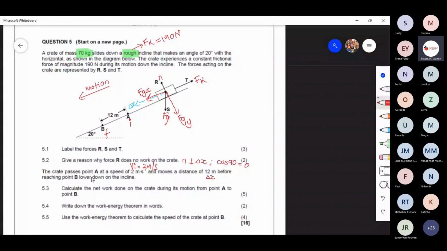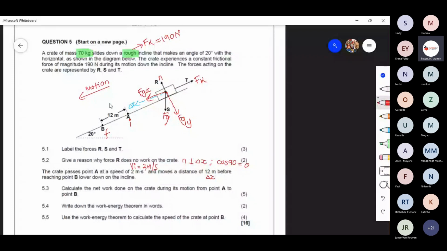Are we given the velocity at point B? Let us see. The crate passes point A at a speed of 2 meters per second and moves a distance of 12 meters before reaching point B lower down on the incline. Okay, so we were not given the final velocity, or you can think of it as the velocity at point B. We were not given that value. So our question 5.3: calculate the net work done on the crate during its motion from point A to point B. So we need to calculate the net work on this crate.